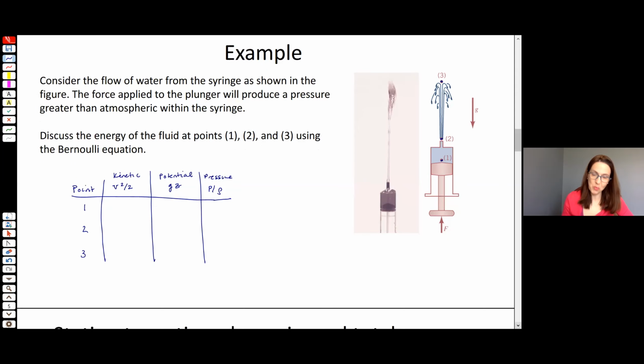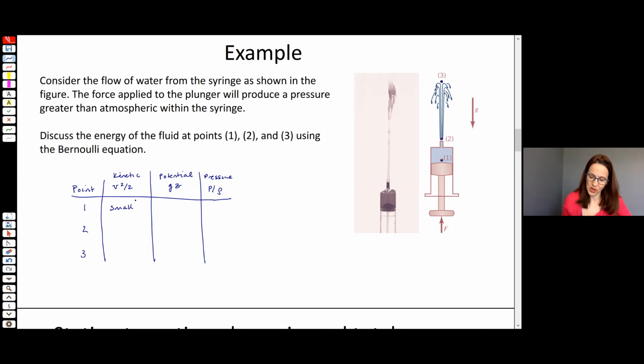All right, so let's look at point one here. So what's our kinetic energy for point one? It's quite small, right? Because the fluid is just starting to be accelerated. It's maybe moving with the velocity of the plunger, but the velocity there compared to the velocity of the jet is quite small. So we'll just say that the kinetic energy at point one is small.